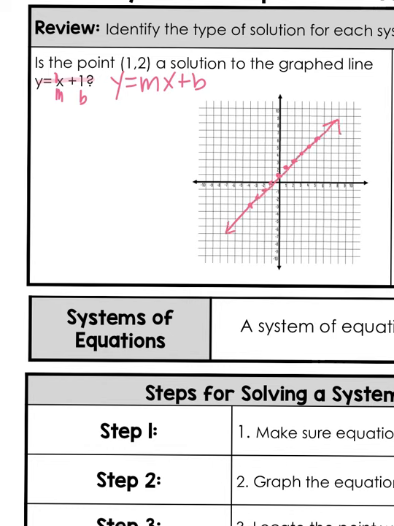All right. So now I am going to check to see if this point (1, 2) is on the line. So let me find (1, 2), and it is right here, so it is on the line. So yes, it is a solution, but we're also going to check algebraically.